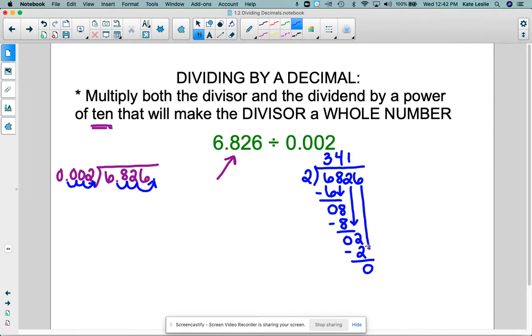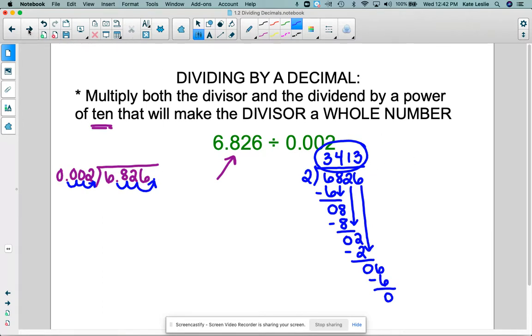And then our very last step is bring down that final number, which is 6. 2 goes into 6 3 whole times. And 2 times 3 is 6. So once again, I get a remainder of 0, which is less than 2. And there's nothing else to bring down. My final answer is 3,413. We don't need to place a decimal point back in because we multiplied by 1,000 to move the decimal behind our whole numbers. So this is our final answer.